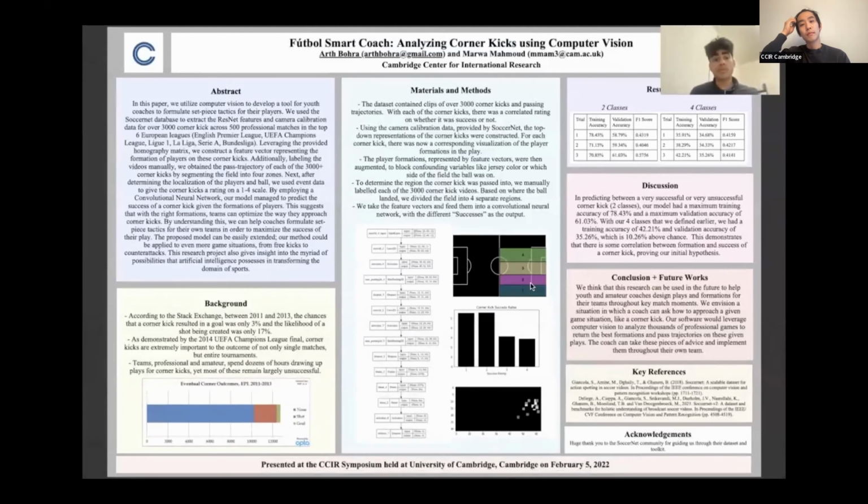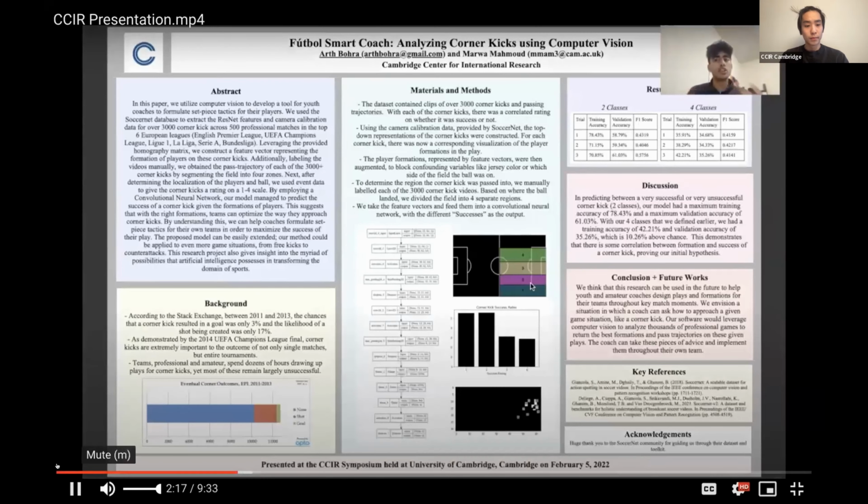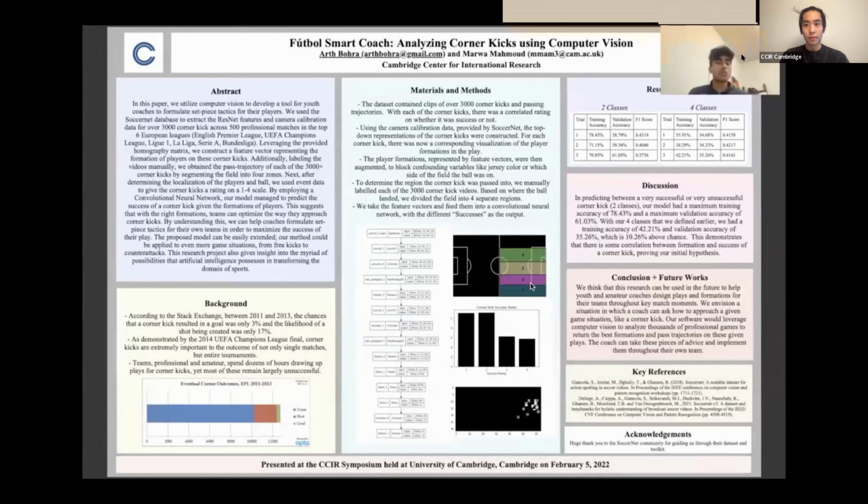Just to give a little more background about corner kicks, according to the Stack Exchange, between 2011 and 2013, the chance that a corner kick results in a goal was only 3%, and the likelihood of a shot being created was only 17%. Another thing to note about this statistic is that despite the chance of a shot being created being 17%, that doesn't mean a good shot was created. Oftentimes, it would be a weak shot or a shot out of bounds.